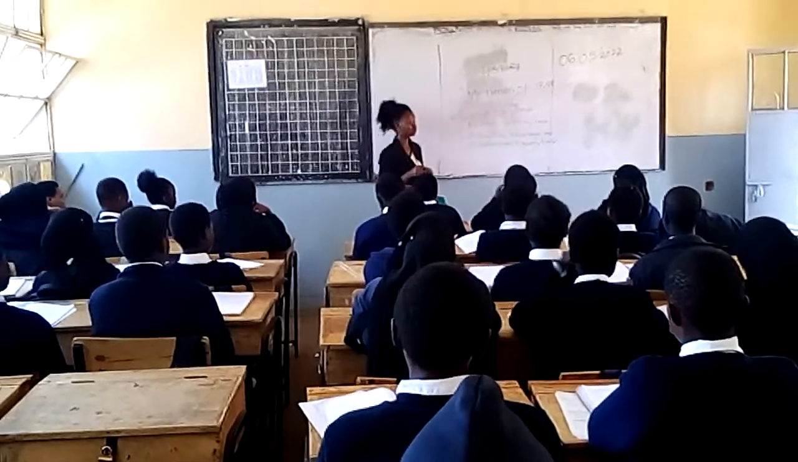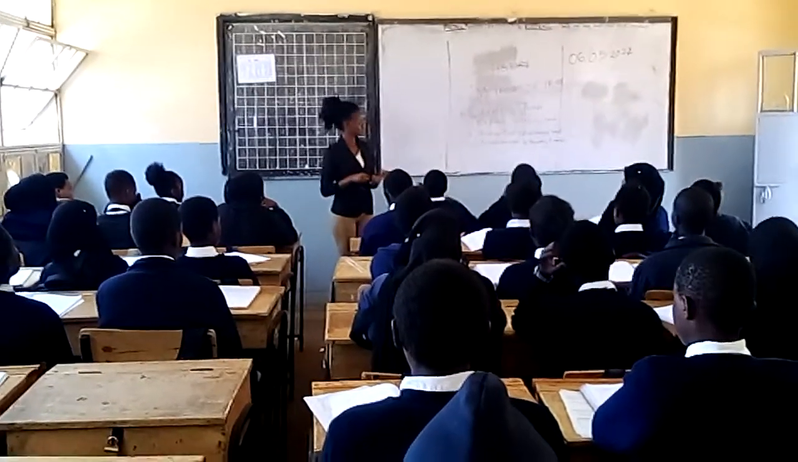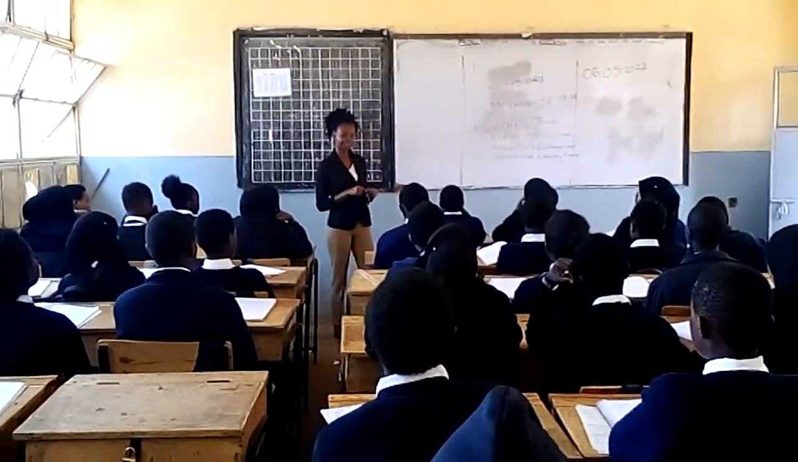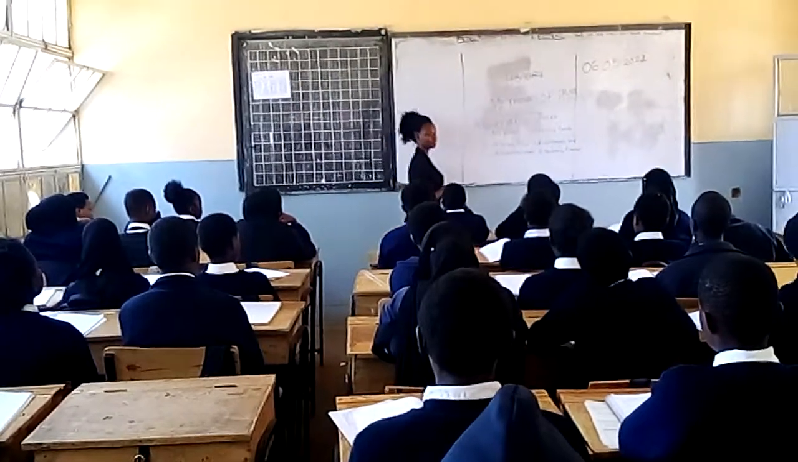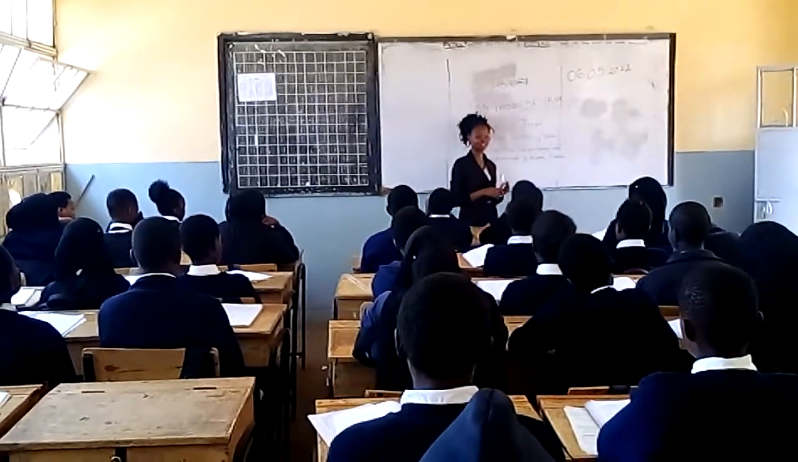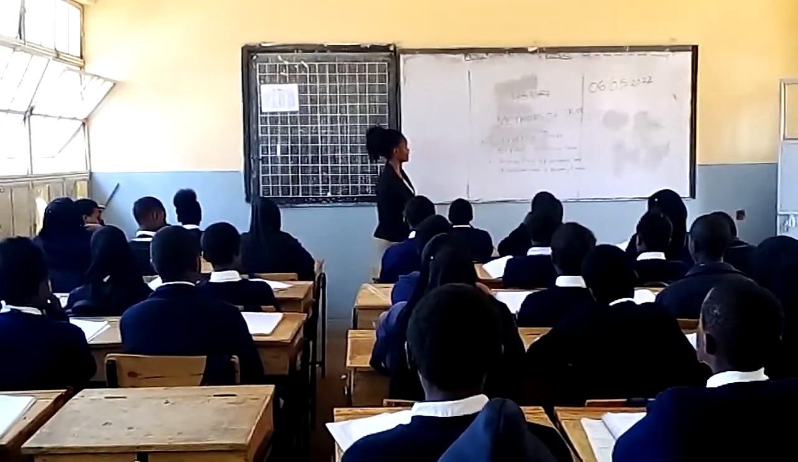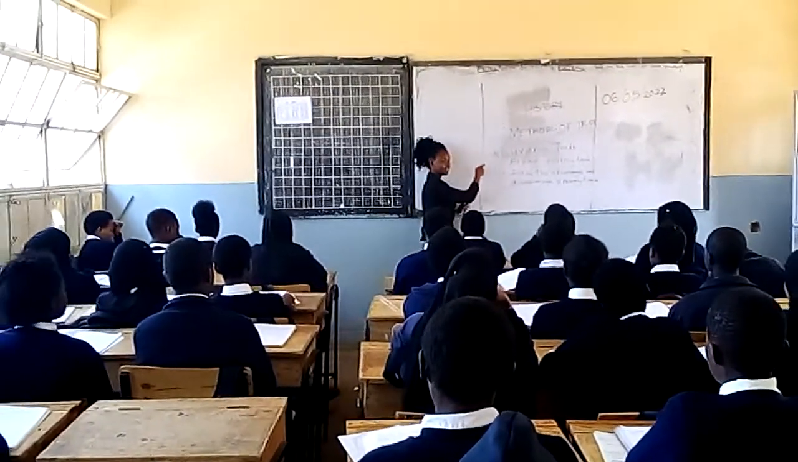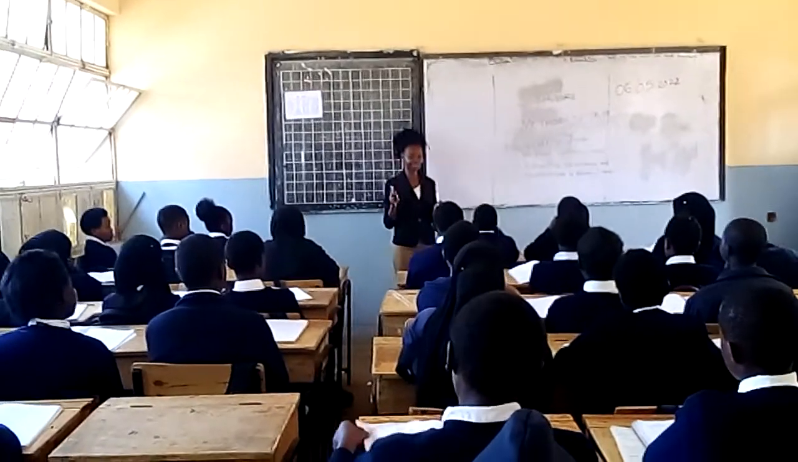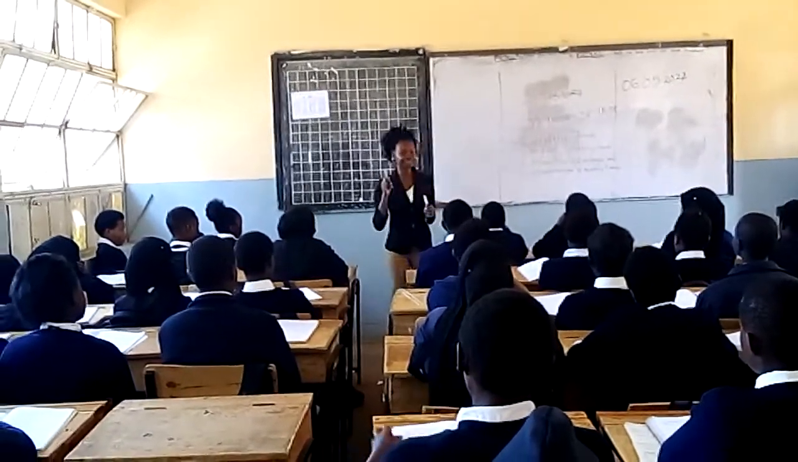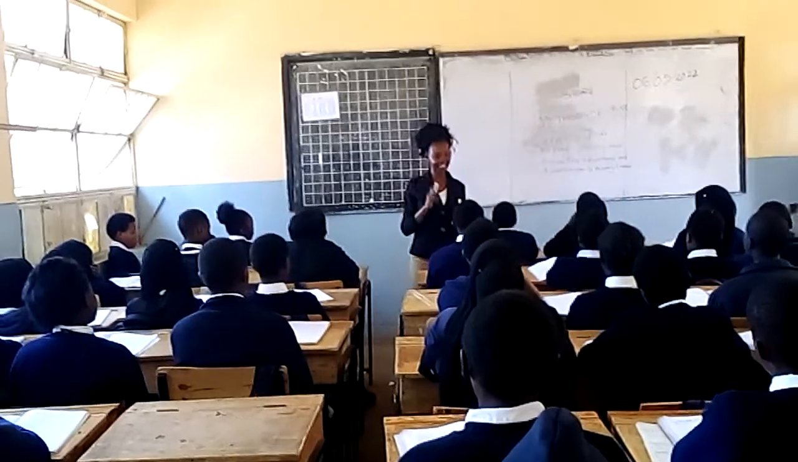So today we are going to learn about methods of trade, and we have two methods of trade. The first one you have learned already. So which one is the first method of trade? Yes? Barter trade. And the second method of trade is currency trade. By the end of this lesson, I expect you to explain or define the meaning of currency trade.